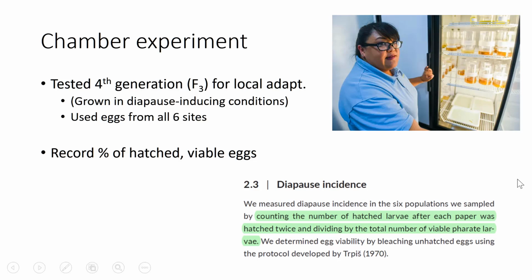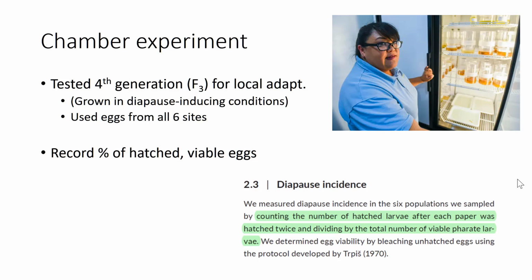So the chamber experiment where they assess diapause is, again, tested on these fourth generation mosquitoes, and they're going to test for local adaptation in diapause. So in other words, if you are in diapause-inducing conditions, do you actually undergo diapause? That would indicate local adaptation.